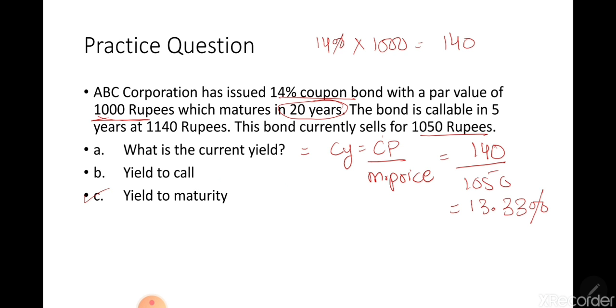So let's look at the question. The bond is callable in 5 years at 1140 rupees. So the bond is callable in 5 years means if in 5 years the corporation wants, it can end this bond. They can end this bond in 5 years, and if they end it in 5 years, they will give you a sum of 1140 rupees. So instead of giving you just 1000 par value back, they are giving you 140 extra. They're giving you 1 year's coupon payment extra.